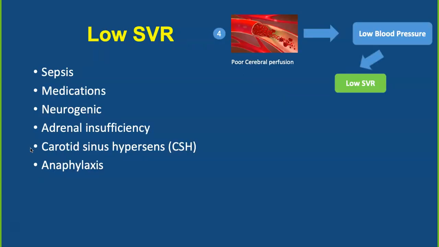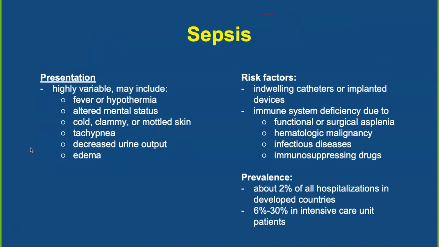Now we're going to talk about situations when there is a low systemic vascular resistance, of which there are several conditions that we need to discuss, and those are situations that lead to low blood pressure. So first is sepsis, which is a highly variable presentation that most of you will be familiar with, but you can have fever or hypothermia. Patients are usually cold, clammy, have mottled skin. They'll have tachypnea, decreased urine output, and even edema.